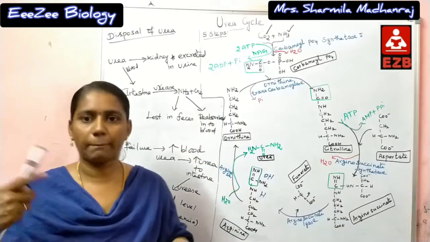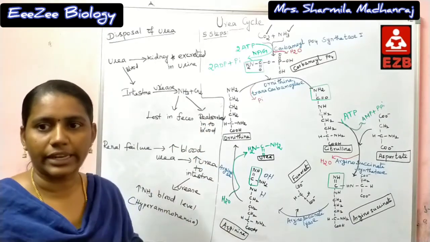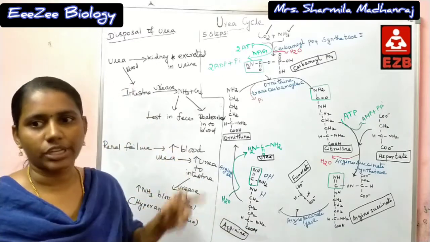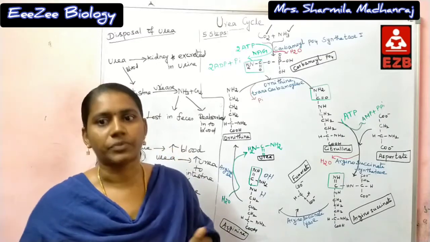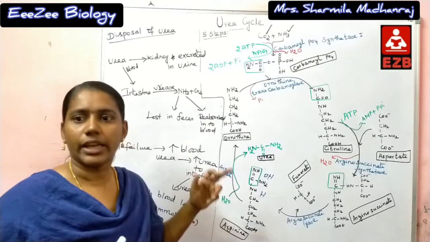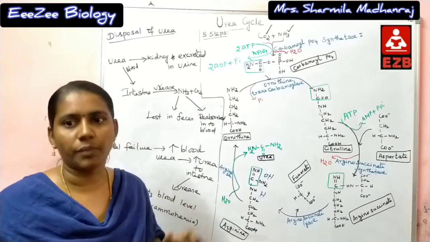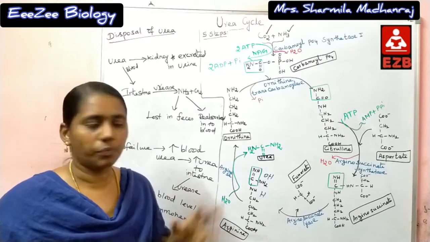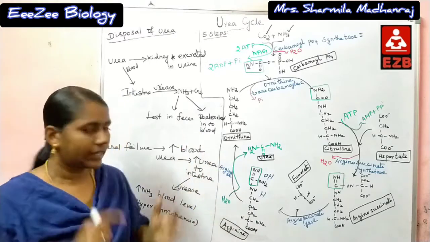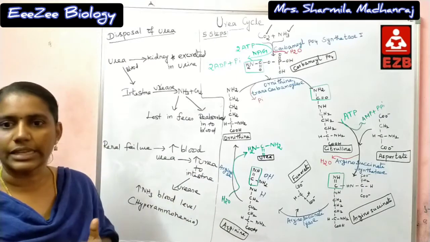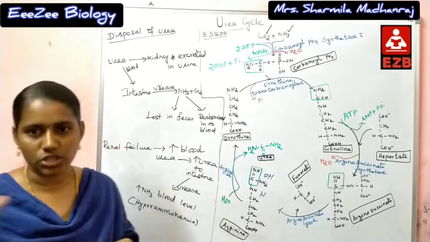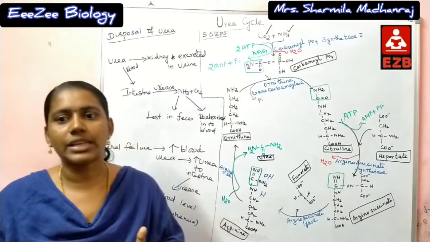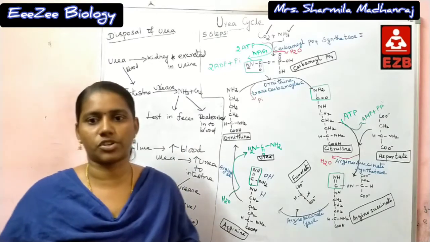reabsorbed into blood. In renal failure, the blood urea level is elevated. That condition is called uremia. This results in diffusion of more urea into the intestine and its breakdown to ammonia. So the blood ammonia level is increased. That condition is called hyperammonemia. That is commonly seen in kidney failure patients.